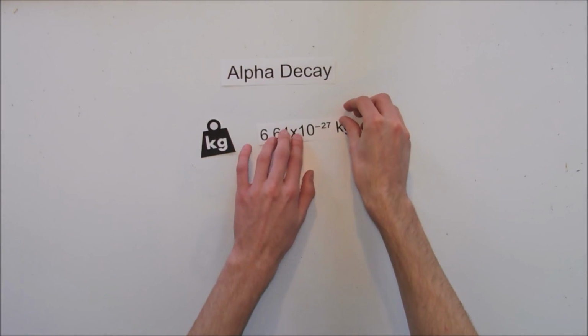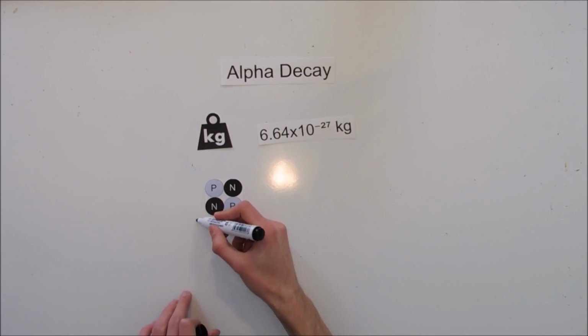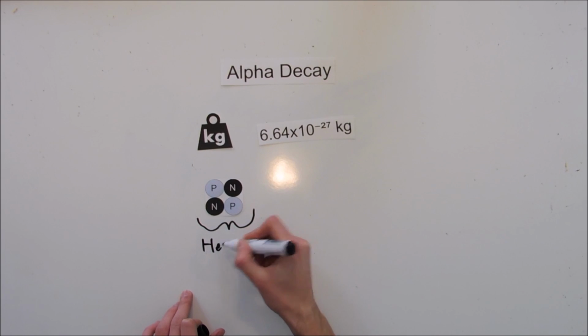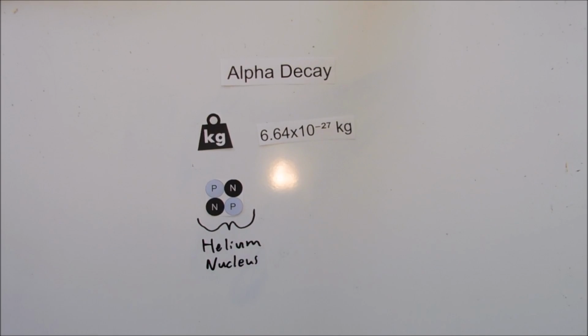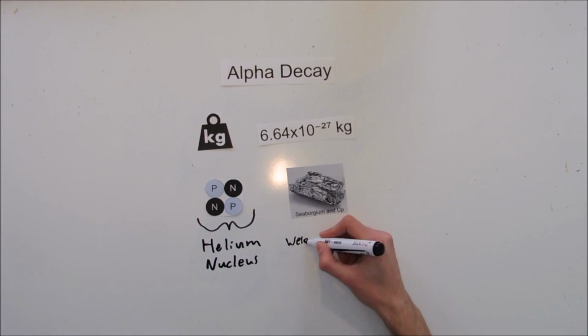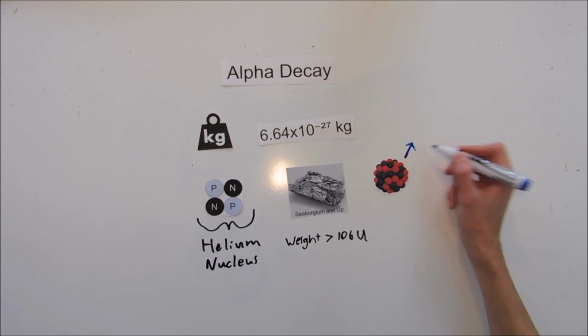Alpha decay is nuclear decay that results in the emittance of an alpha particle. An alpha particle weighs 6.64 times 10 to the negative 27 kilograms and is composed of 2 neutrons and 2 protons. It is identical to a helium nucleus. Alpha decay only occurs in elements that are heavier than 106 unified atomic mass units and can result in the emittance of gamma radiation.